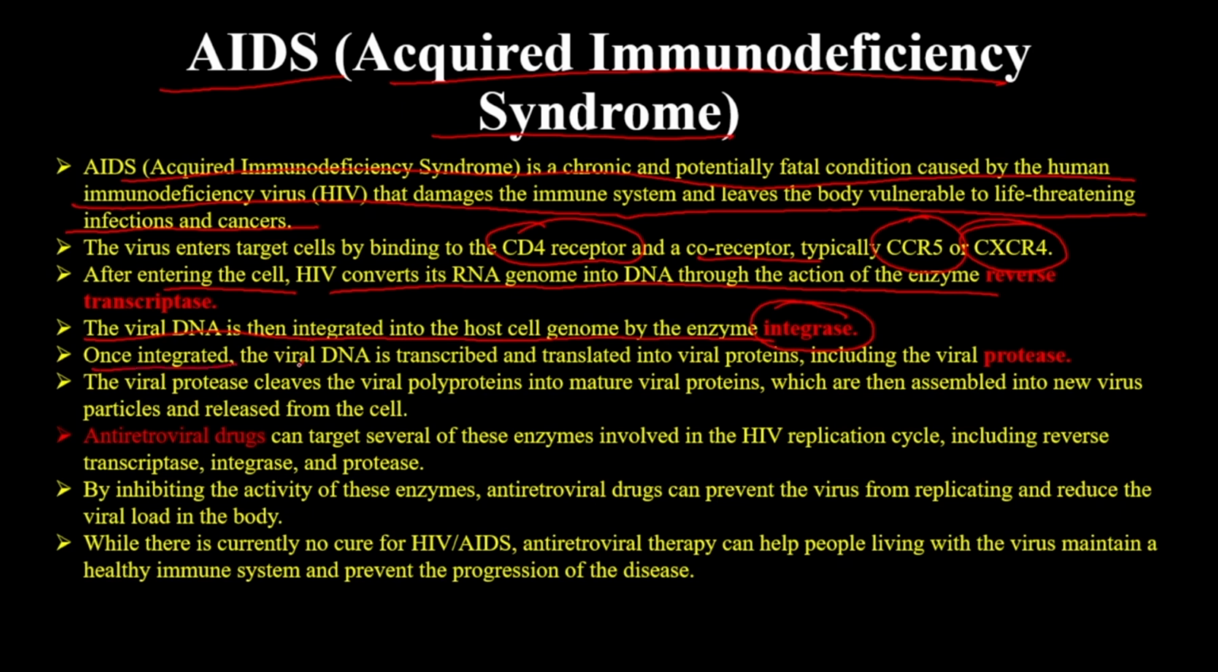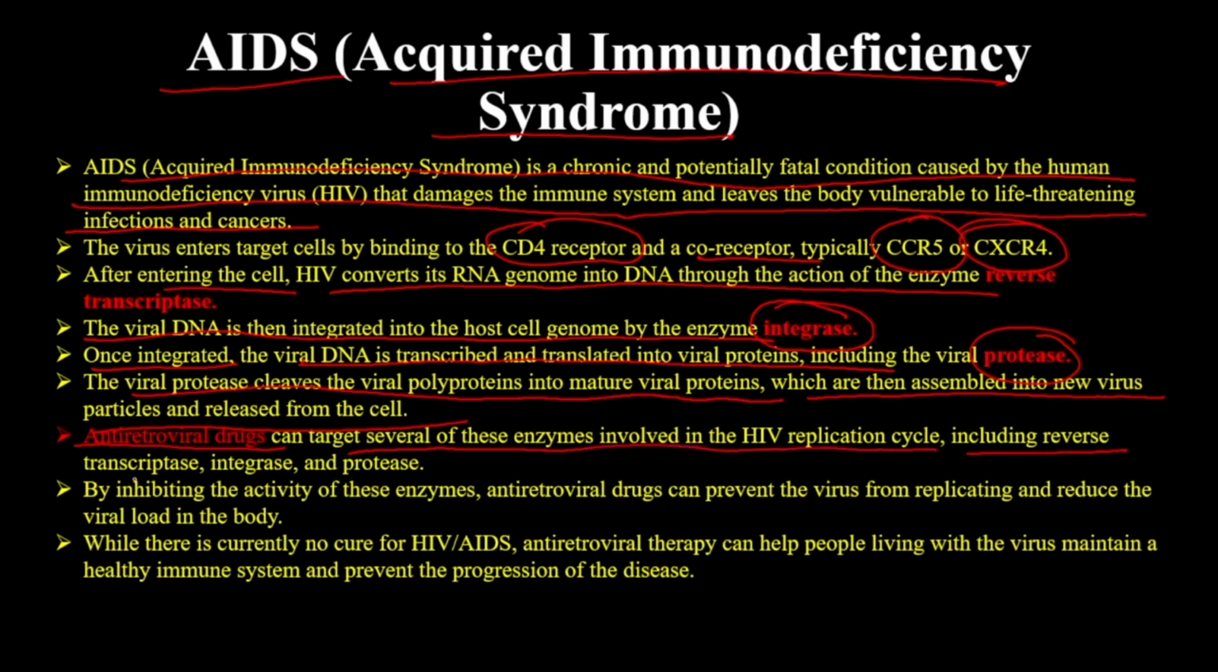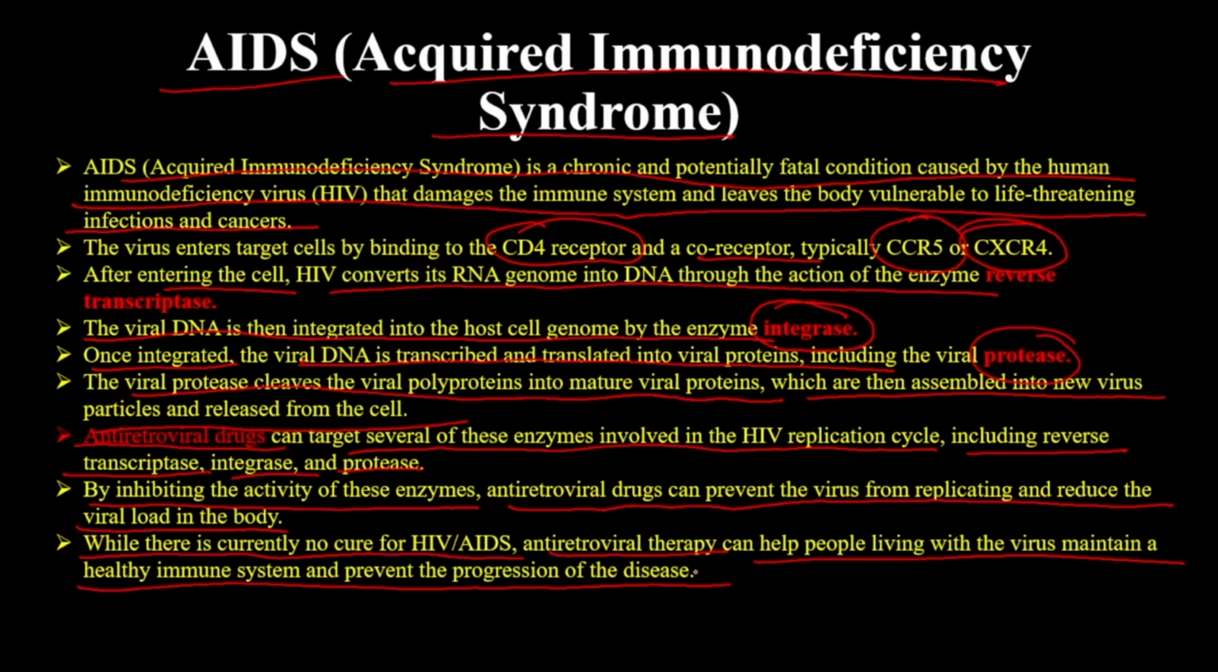Once integrated, the viral DNA is transcribed and translated into viral proteins, including the viral protease. The viral protease cleaves the viral polyproteins into mature viral proteins, which then assemble into new virus particles and are released from the cell. Antiviral drugs can target several of these enzymes involved in HIV replication, including reverse transcriptase, integrase, and protease. By inhibiting the activity of these enzymes, antiretroviral drugs can prevent the virus from replicating and reduce the viral load in the body. While there is currently no cure for HIV and AIDS, antiviral therapy can help people living with the virus maintain a healthy immune system and prevent the progression of the disease.